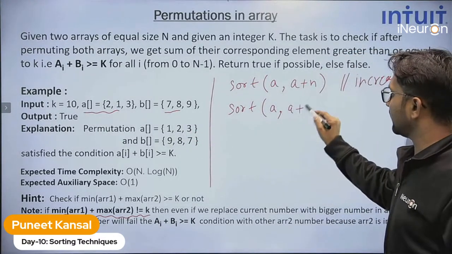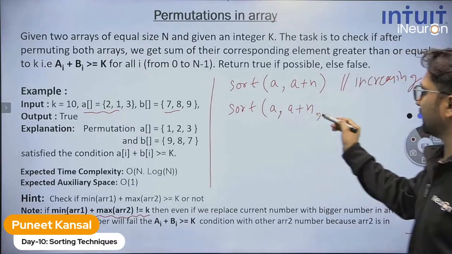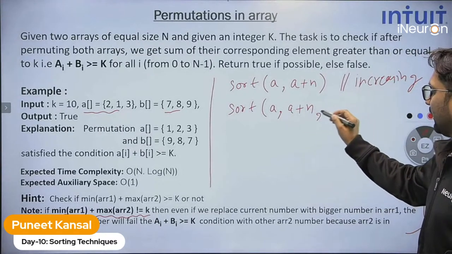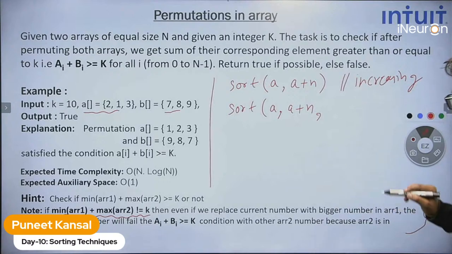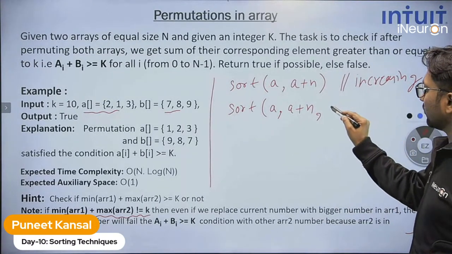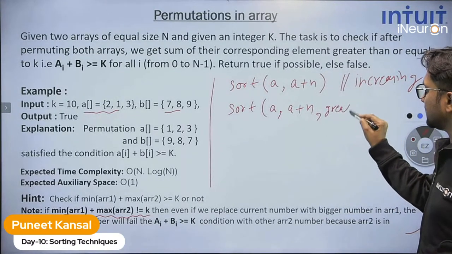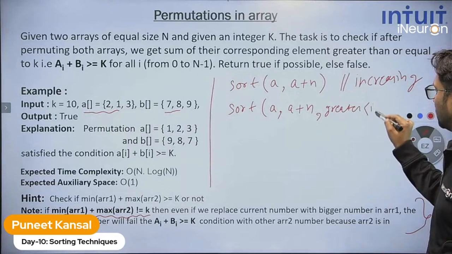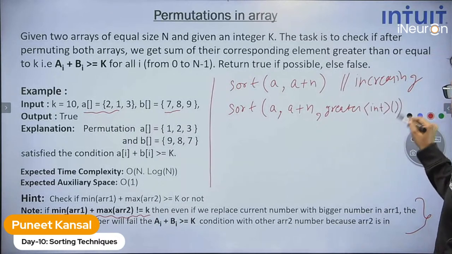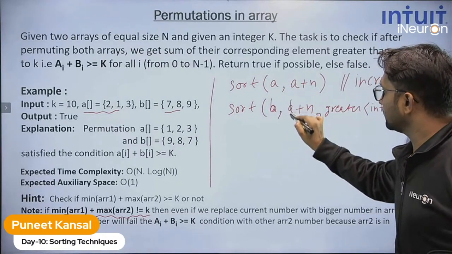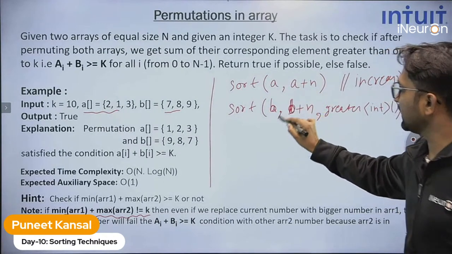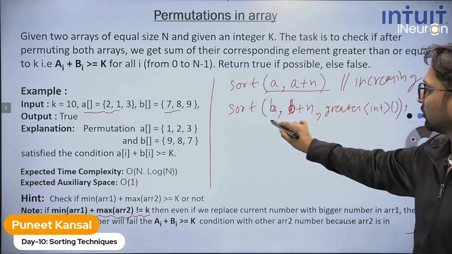So what is the syntax? A plus n, where n is the number of elements, the length we are finding. And after that, there is a keyword greater that we use in C++. So we sort it in decreasing order. This is the B array. So the A array is sorted in increasing order, and the B array is sorted in decreasing order.